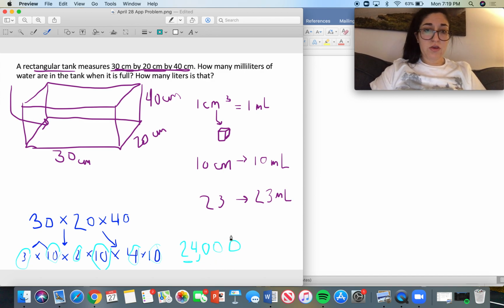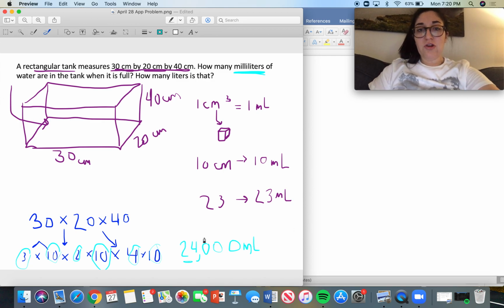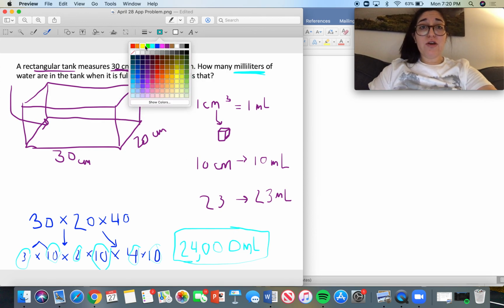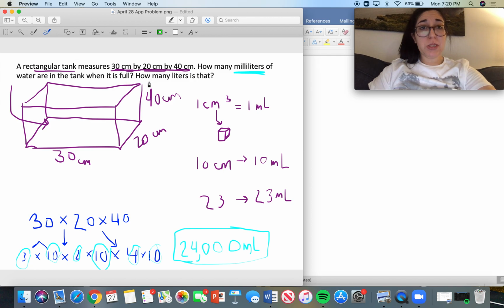24,000. What unit are we currently working in? Well, we're currently working in milliliters. So I found out how much fits in the tank. What is the volume? 30 times 20 times 40 is 24,000. And since we're working in centimeters, I know that 24,000 milliliters of water will fit in this tank. But if I go back to my original question, how many milliliters of water in the tank, that's answered. But then it says how many liters is that?